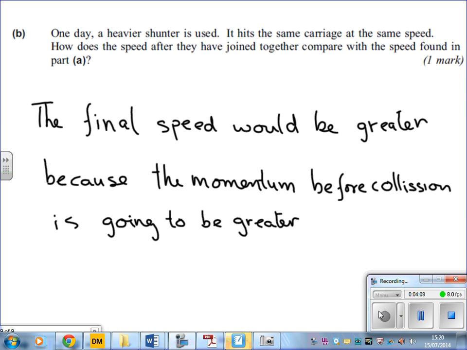And why do we know the momentum before is going to be greater? Because it says a heavier shunter is used. And the speed is the same, so we know momentum is mass times the speed. So the shunter is heavier, mass is more, speed's the same, so the momentum is going to be more, so the final speed would be greater. And that's your answer to part 3B, and we are done with question 3.